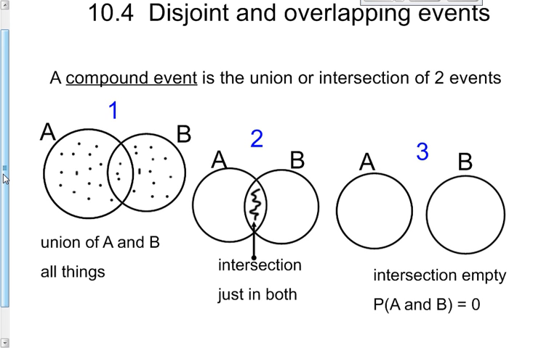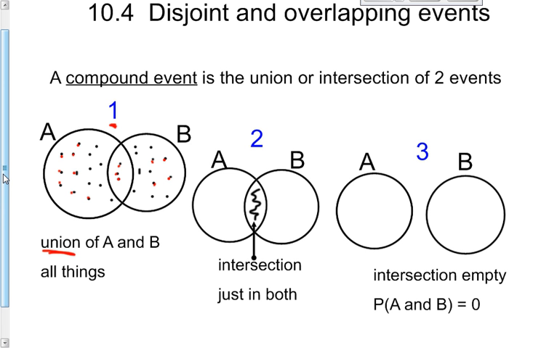I have event A and event B. This is item number 1. I have events A and B, and they actually cross over. So the union of A and B would be everything. Anytime you're talking about union, you're talking about everything that's involved. So it could be these dots out here in A, the dots over here just in B, but it also could be the stuff that overlaps them. So that is the union.